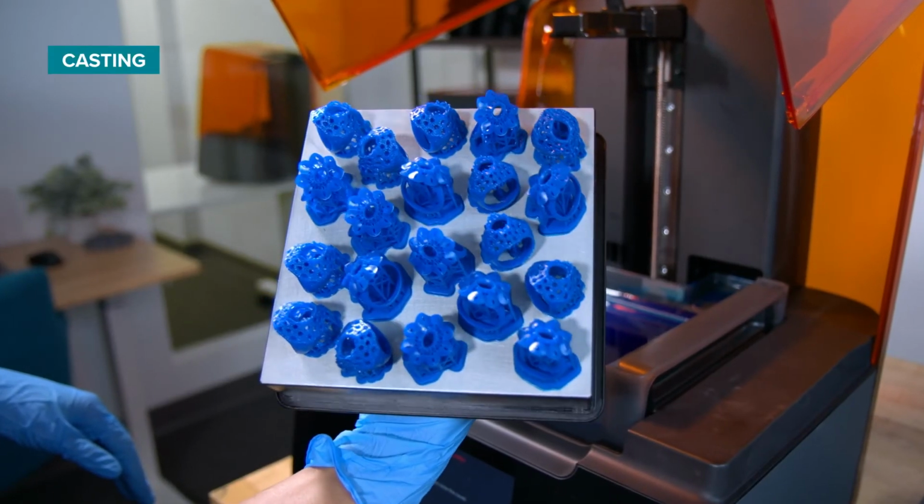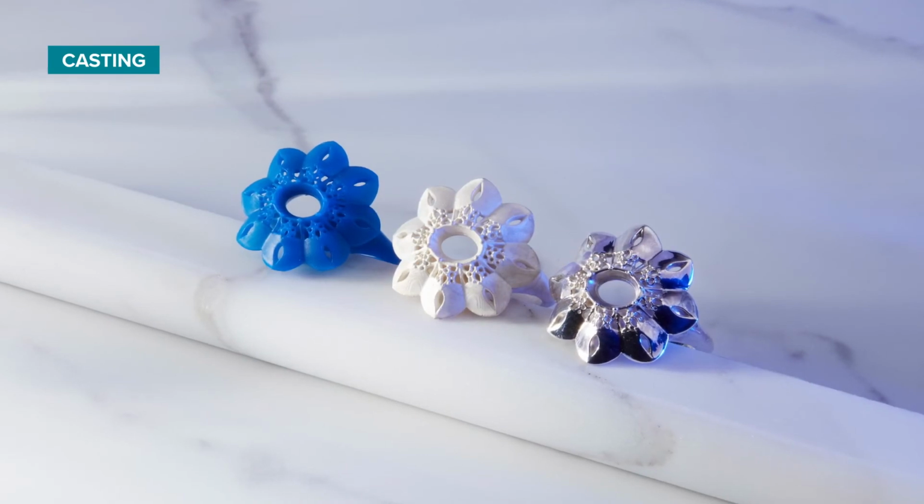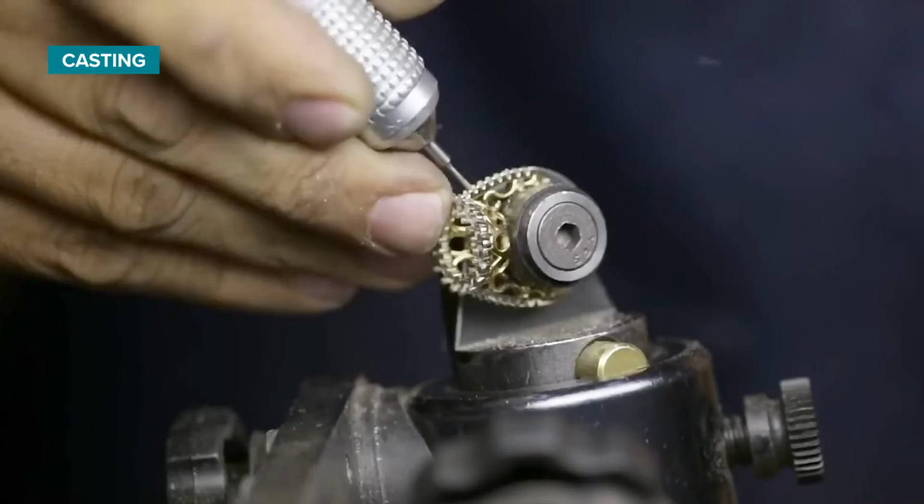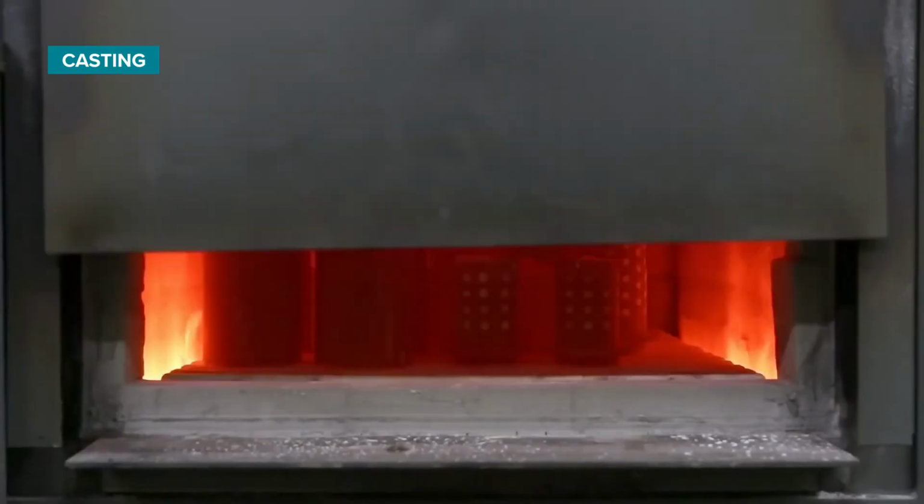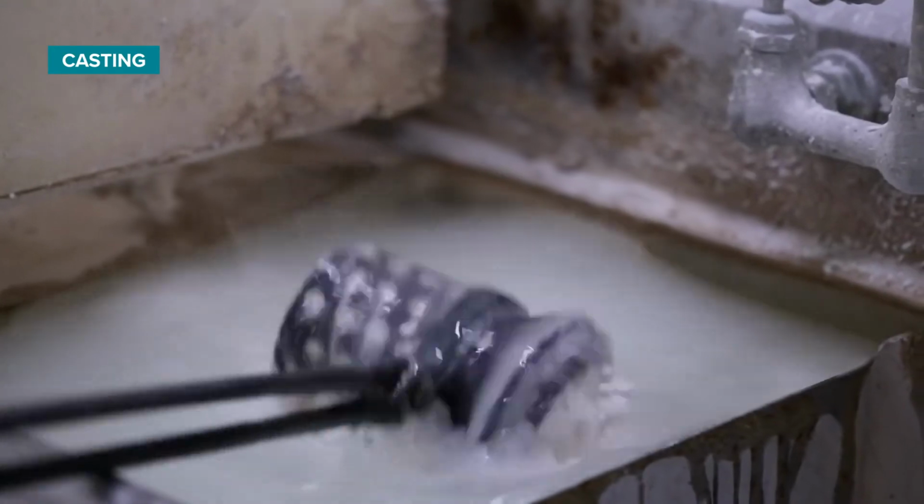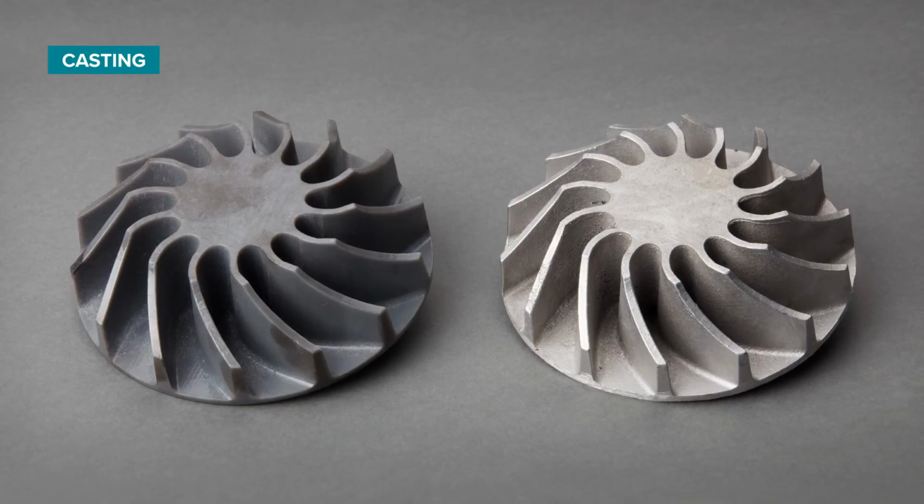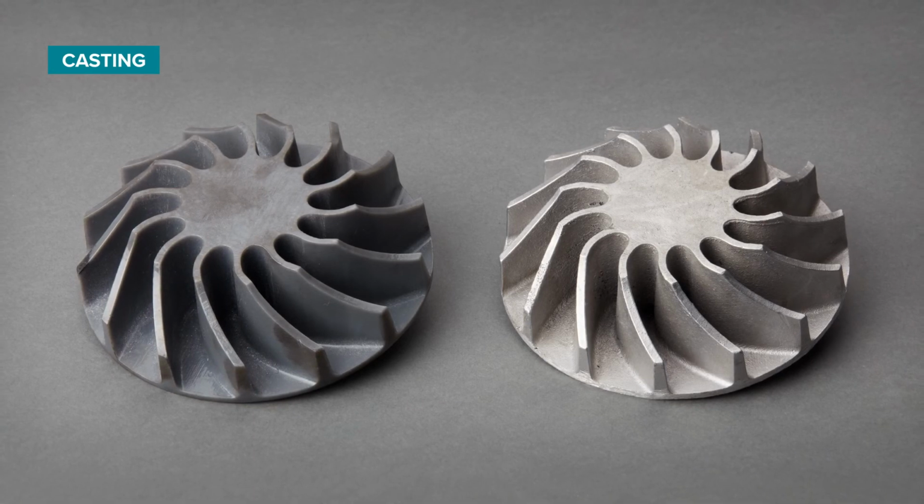3D printing also empowers you to create castable patterns in hours, cutting down on manual labor. It allows jewelers to move directly from design to production, while engineers can leverage the speed and flexibility of 3D printing in combination with casting workflows to produce metal parts at a lower cost with greater design freedom and in less time than traditional methods.